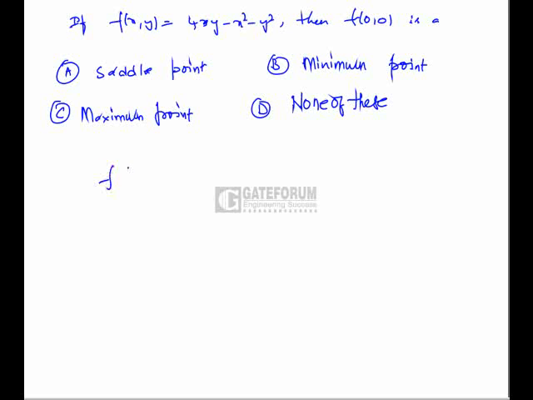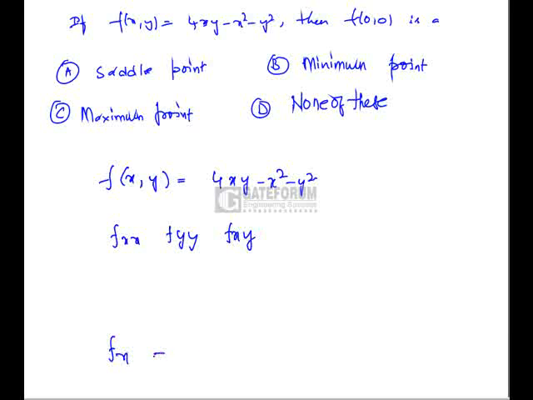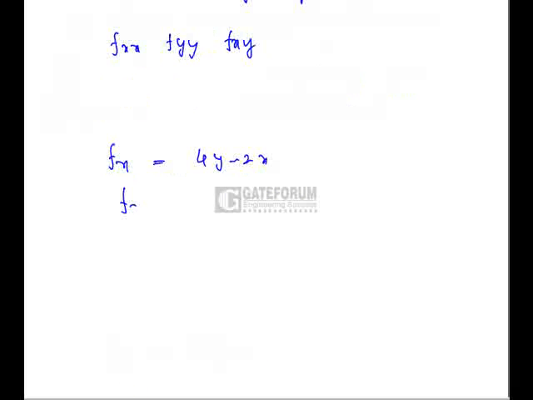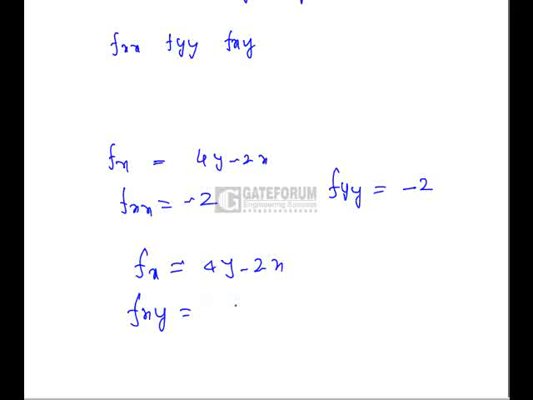In this problem, a function f of x comma y is given as 4xy minus x square minus y square. Now we have to check whether it has a maximum, minimum, or neither maximum nor minimum. In order to find that, first we need to find fxx, fyy and fxy. Now here fx is nothing but 4y minus 2x and fxx is nothing but minus 2. Similarly, fyy, if I differentiate the function twice with respect to y, it will be minus 2. And fx is, as we already know, 4y minus 2x, and fxy, if I differentiate, it will be 4.